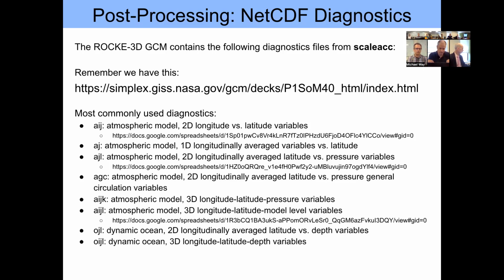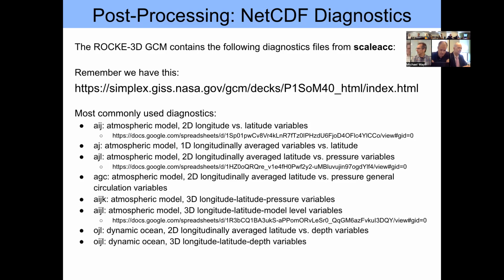But in general, you need to remember that A in the file name means atmosphere, O means ocean, and I and J mean the longitude and latitude. L means the vertical dimension in model levels, and K means the vertical dimension in constant pressure levels. I think that the K has been eliminated in Planet 2.0. It's still around in E3, I think.